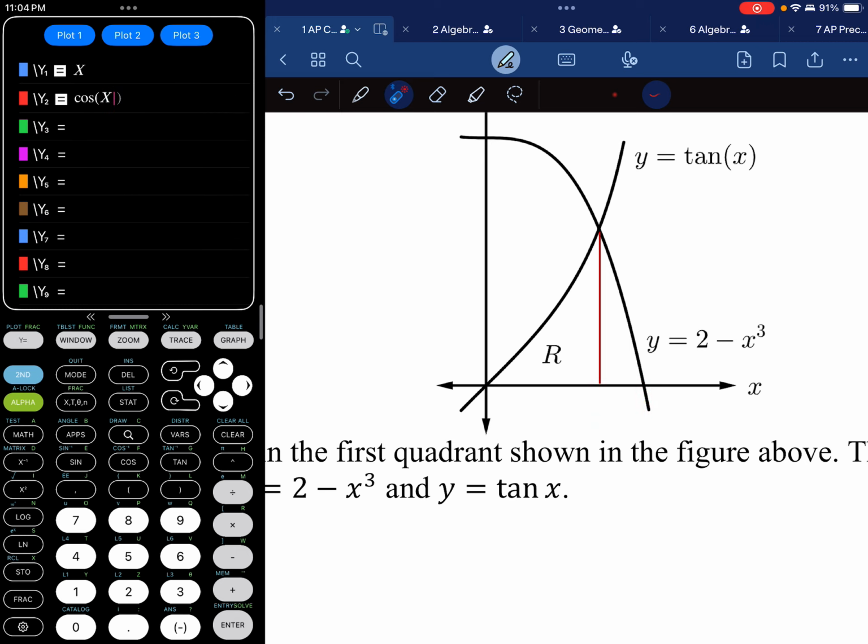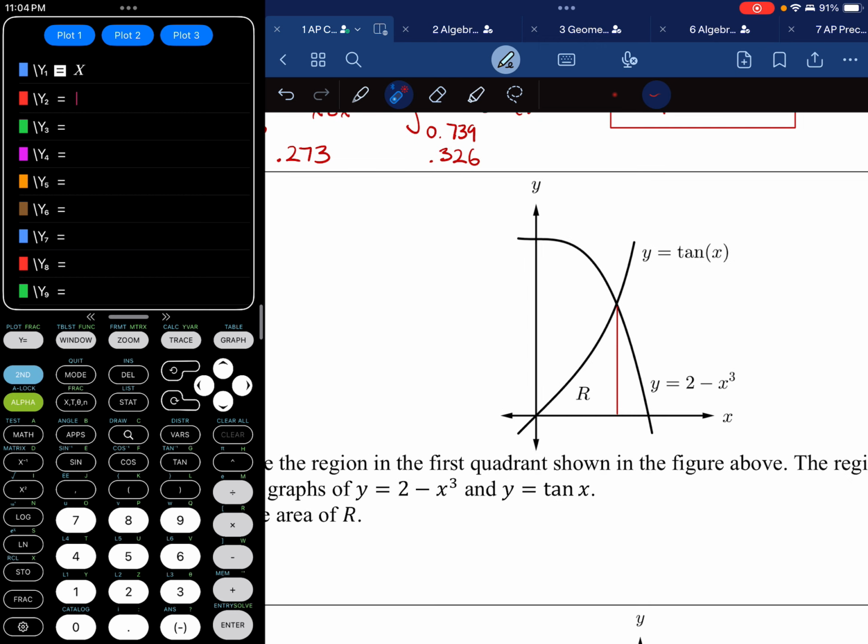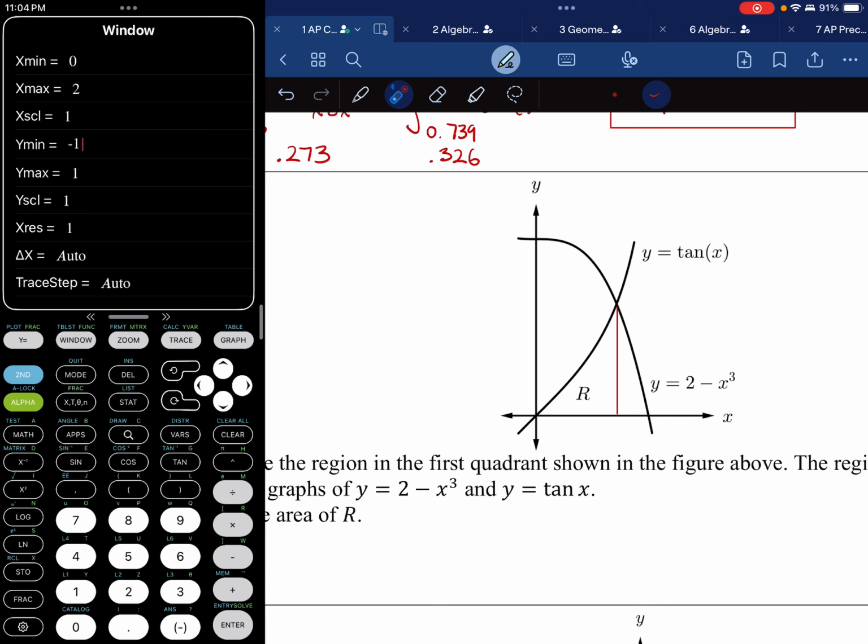So I need to come back here and go to my y equals, and I'm going to say my first function here is going to be tangent of x. My second function is going to be 2 minus x to the power of 3. Very good. My bounds are going to be a little bit rough. If you don't know your bounds, typically in all graphs that I've seen, they don't really go past 10. So my x max, I'm going to change to a 10.